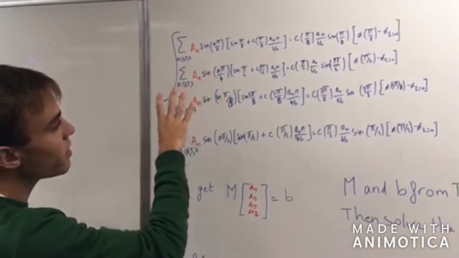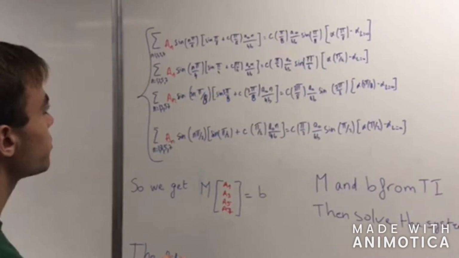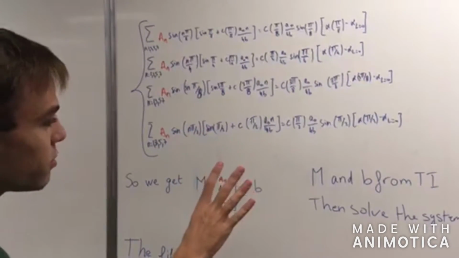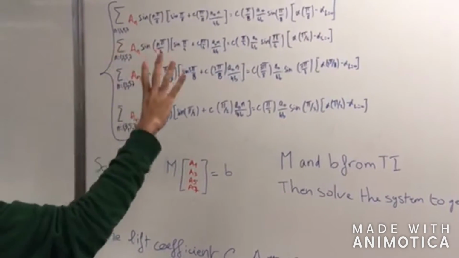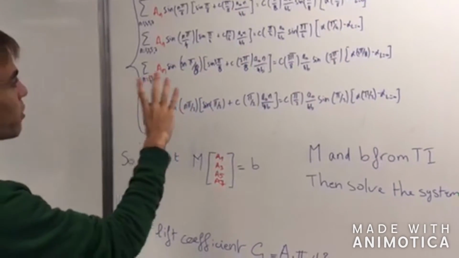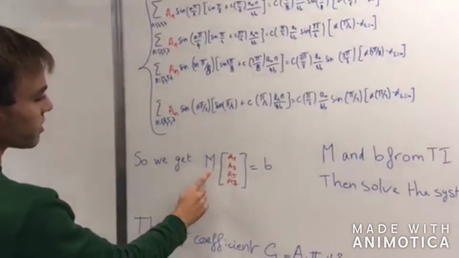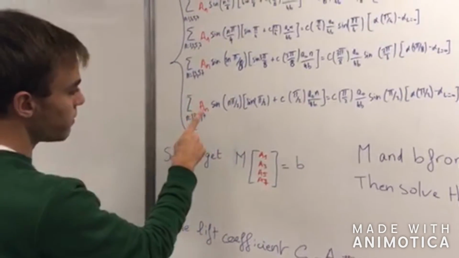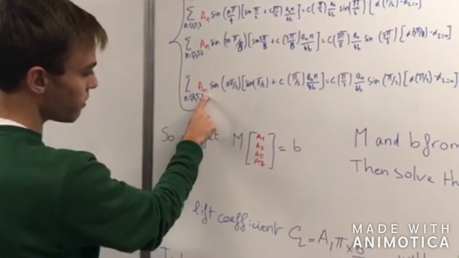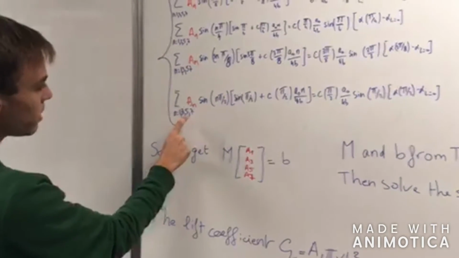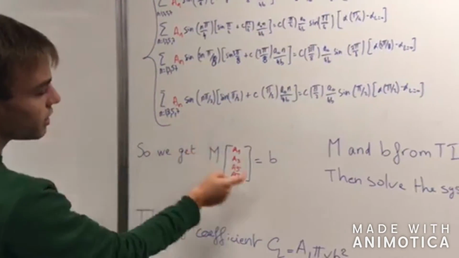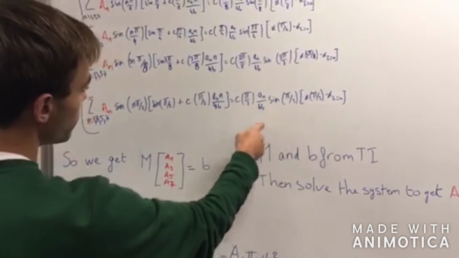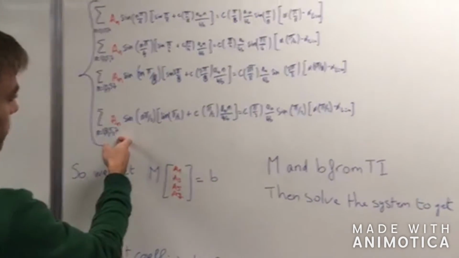So as we can see, it is very messy and very hard to calculate. So the idea is to put this system in matrix form. So we will have matrix M, which will multiply the 4 an coefficients, A1, A3, A5, and A7, equal to B, the second part, which is not a function of an.